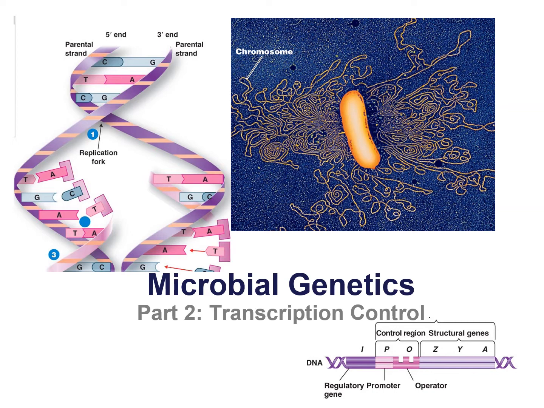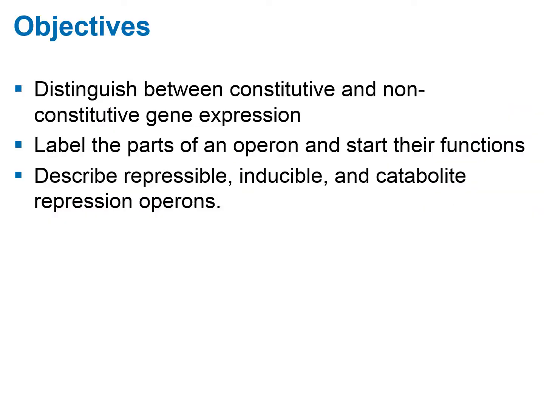So how do they control gene expression so that the right genes are expressed when they're needed and genes that aren't needed aren't expressed? We'll take a look at that in this video. Your objectives for this video are to distinguish between constitutive and non-constitutive gene expression, to label the parts of an operon and state their functions, and to describe repressible, inducible, and catabolite repression operons.